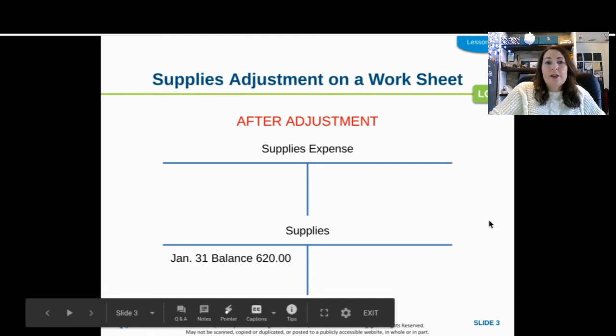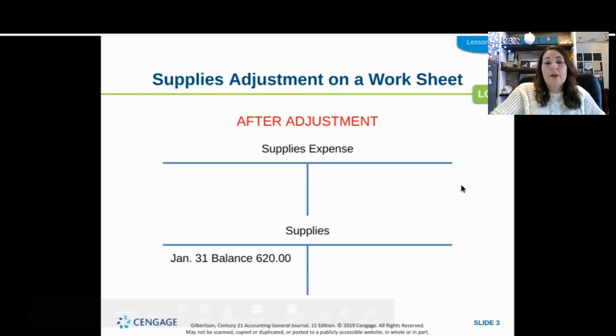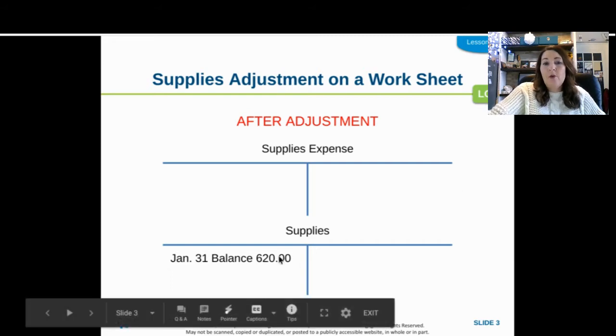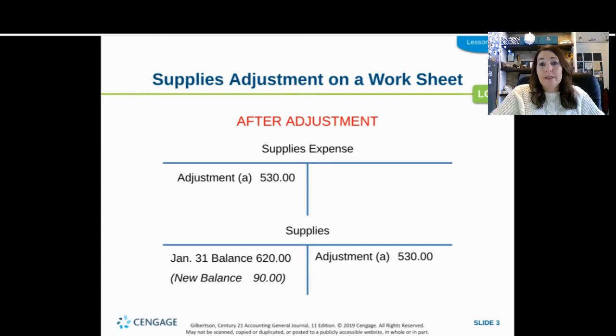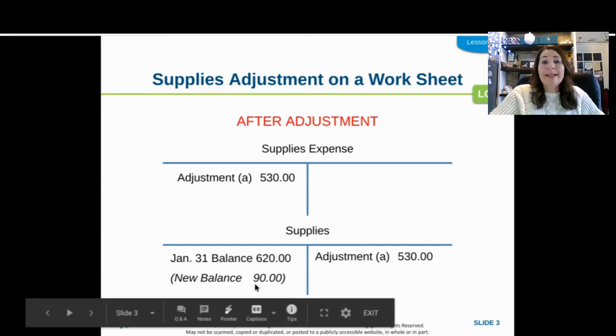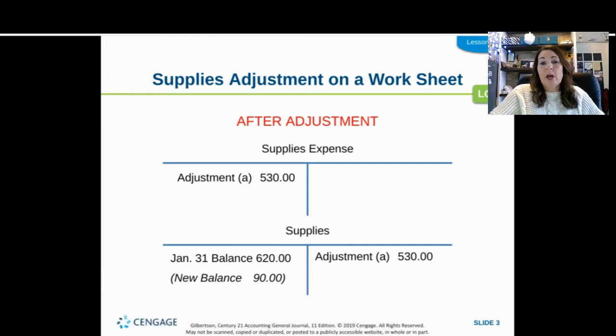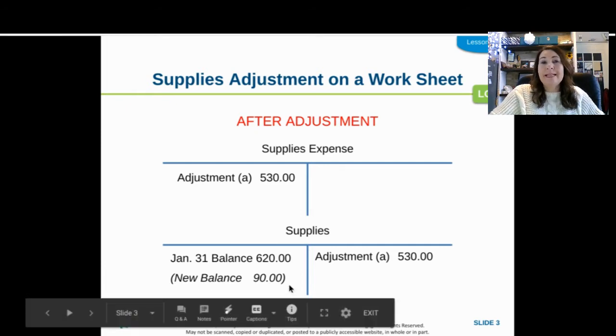So if you see here, one of our main accounts that we're going to adjust is supplies. We know that we have been recording supplies, and we had recorded that we had $620 in the supply cabinet. Well, we went back to our cabinet and we counted, and we did not have $620 worth of supplies. We only had $90 worth of supplies. So we need to make this $620 debit become just a $90 debit.